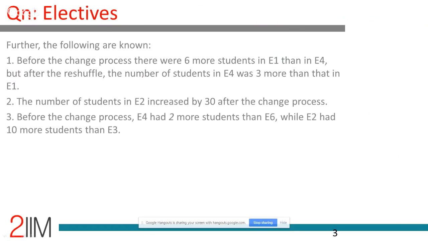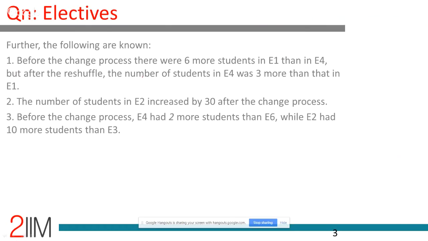Further, the following are known. Before the change process, there were 6 more students in E1 than in E4. But after the reshuffle, the number of students in E4 was 3 more than that in E1. Originally, there were 6 more in E1 than in E4. After the reshuffle, E4 was 3 more than E1. The number of students in E2 increased by 30 after the change process. E2 became an in-demand course. From E7, people are probably jumping to E2, or from everywhere, they were jumping to E2.